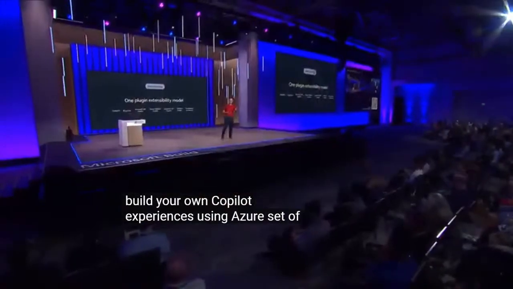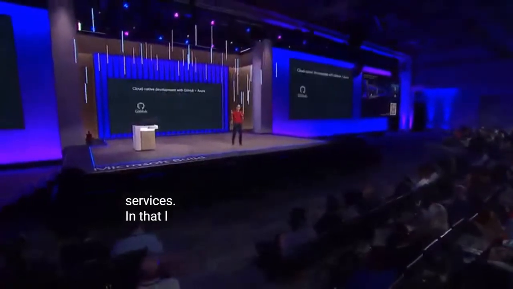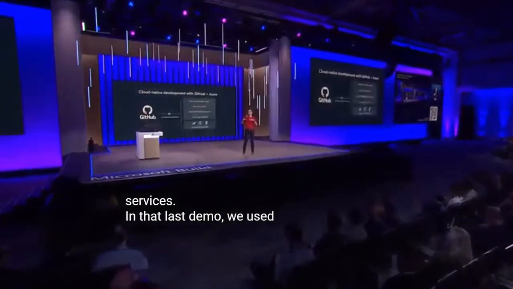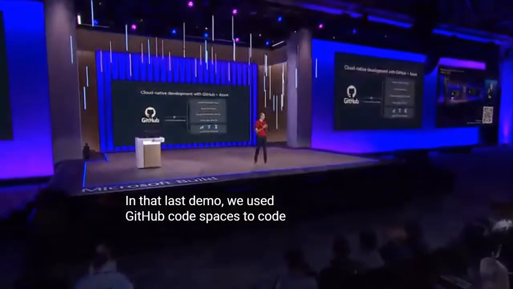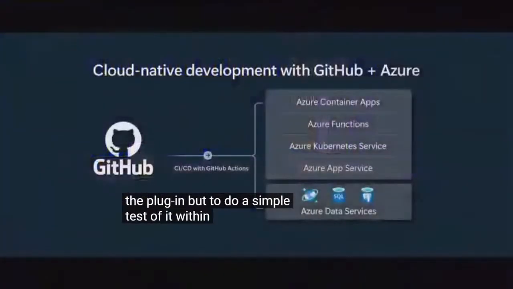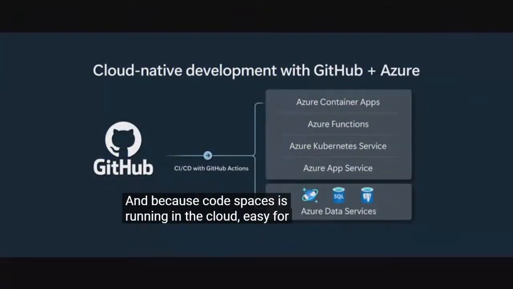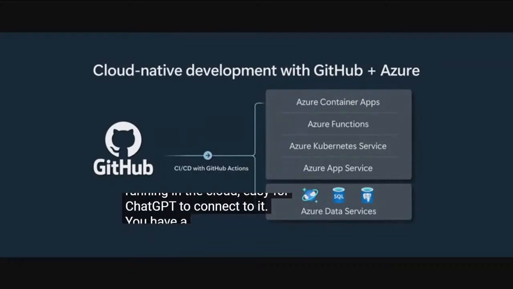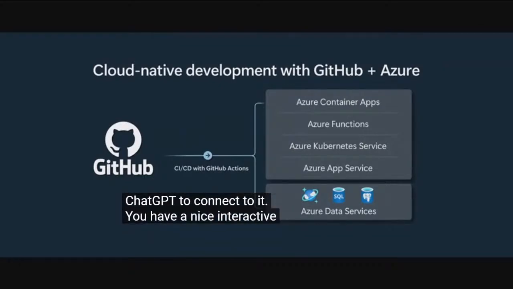Now, in that last demo, we used GitHub Codespaces to both code the plugin, but also to do a simple test of it within ChatGPT. And because Codespaces is running in the cloud, it was really easy for ChatGPT to connect to it, and you have a nice interactive debugging experience as part of it. This works really well for getting started and for simple development scenarios.